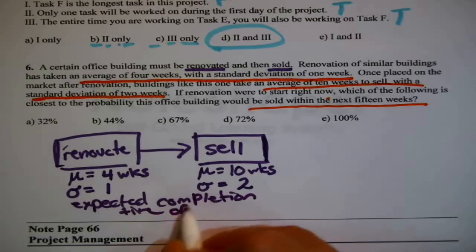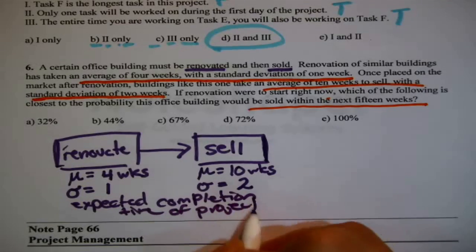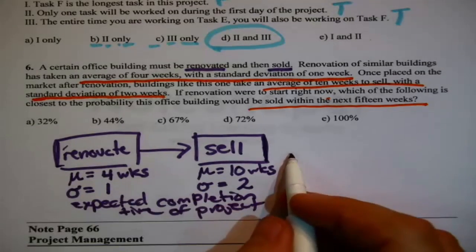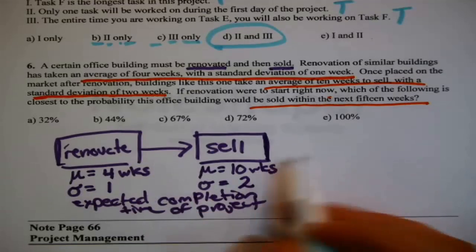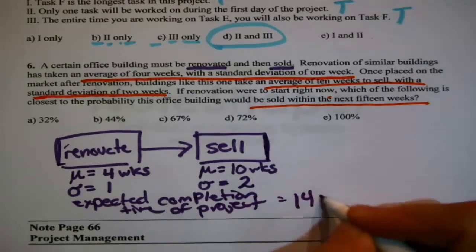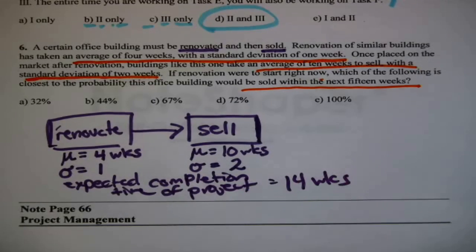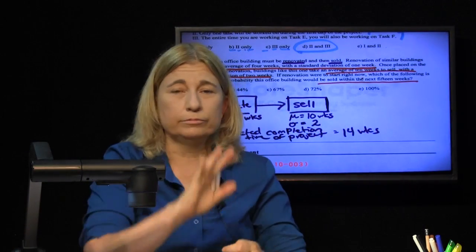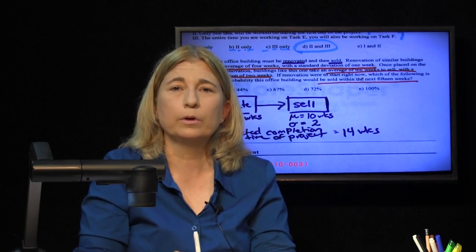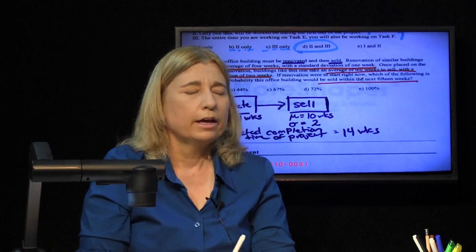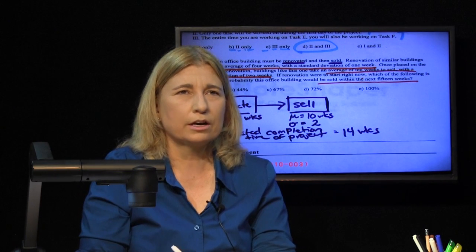This project only has 1 task, or excuse me, not 1 task, it's 2 tasks. It only has 1 path. Okay, you add up the times along that path. That's your expected completion time. 14 weeks. Right. 14 weeks is the expected time.